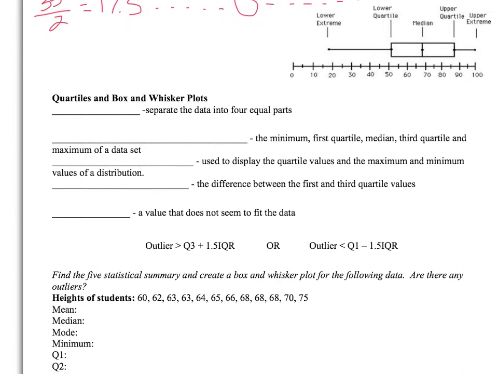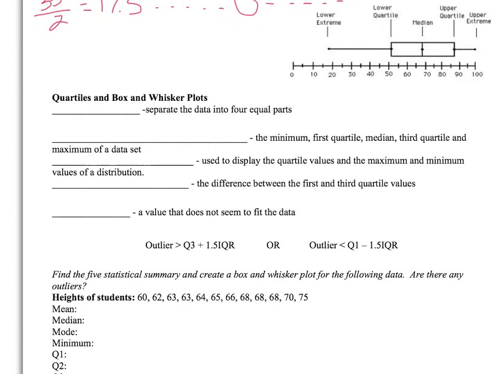What we're going to do today is determine quartiles in a box and whisker plot by hand. And for your do now, you're going to watch a different video and just verify that our numbers are correct. So it says, when we separate the data into 4 equal parts, we have created quartiles. The minimum, first quartile, median, third quartile, and the maximum are called your 5 statistical summary. So if it's asking for a 5 statistical summary, it is asking for those 5 things.